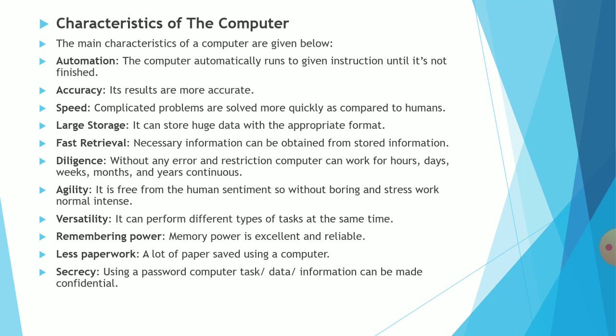So next is characteristics of computers. So why are computers so popular? Because of automation, you can run many instructions at a time. They run automatically once you write a program. Accuracy, they give you results more accurately. Speed, they solve problems very quickly. Once you write a program or software, then they can calculate very quickly and give you some result.